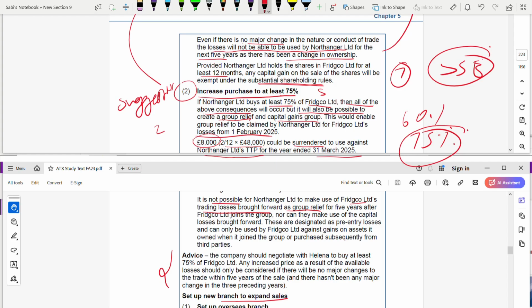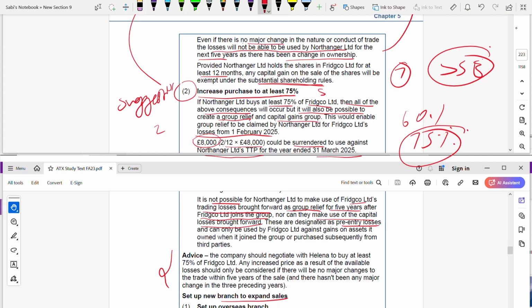It's a case study like this. Okay. So it's not possible for you to use the brought forward losses as a group relief for 5 years. 5 years you can use it after F joins the group. This is the rule of the group relief. You have to go back to my previous lecture on group relief to check this. Nor can they make use of the capital losses brought forward. Even capital losses brought forward you can't make use of. Why? They are pre-entry losses.